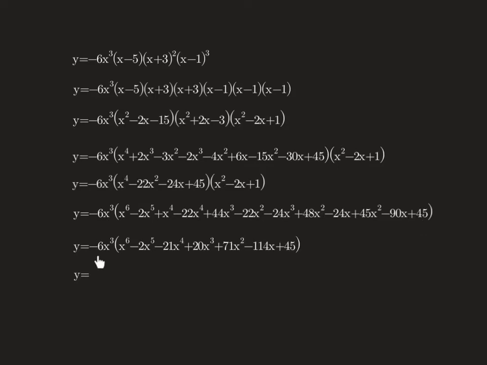Alright, the last thing we have to do is this negative 6x cubed has to be multiplied by every single one of these terms. So negative 6x cubed times x to the 6. So you got negative 6x to the 9 plus 12x to the 8 plus 126x to the 7 minus 120x to the 6.